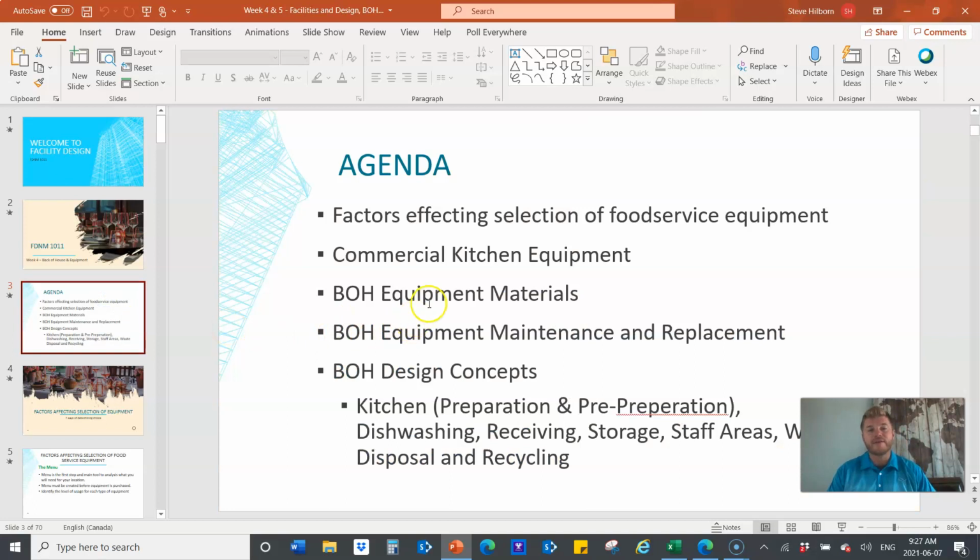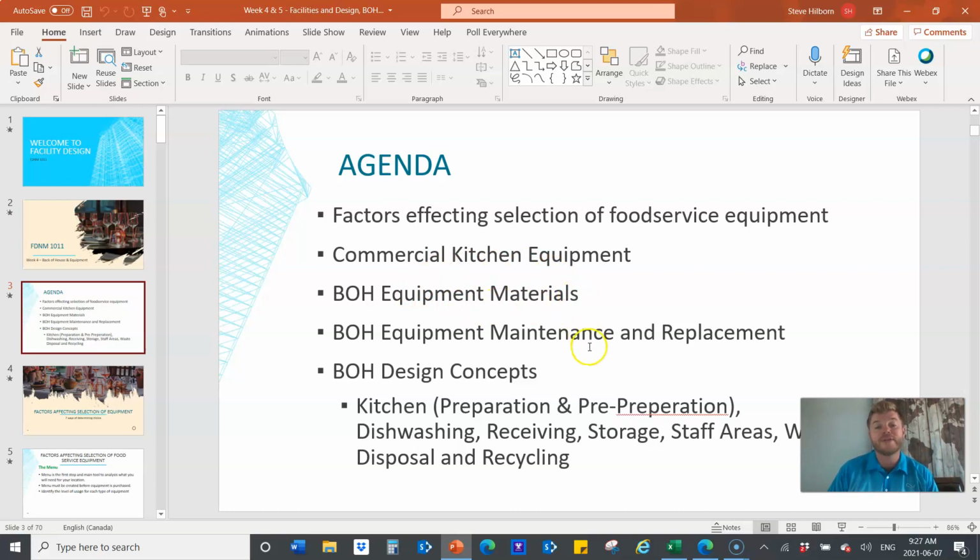We'll talk about a few things. There are 7 different factors that affect how we select food service equipment, so we'll look through that. We'll take a look at some of the commercial equipment that's already used. This is the main equipment, probably 90% of kitchens use this stuff. There is some very unique new tech that's emerging that has changed some of this kitchen equipment. We'll look at the basics right now, and then as the semester continues, we'll get into some of the new technology that's come up.